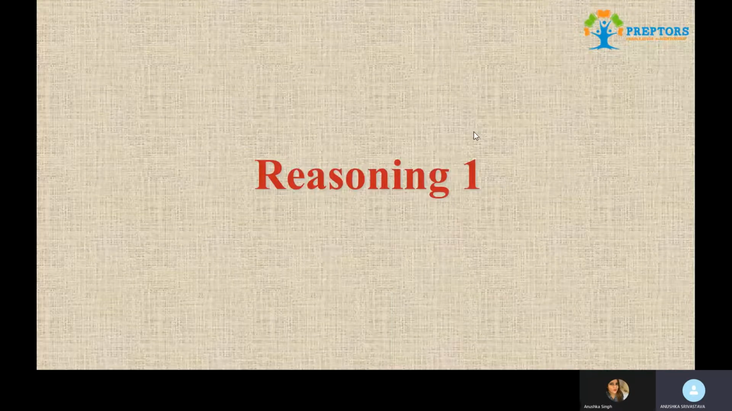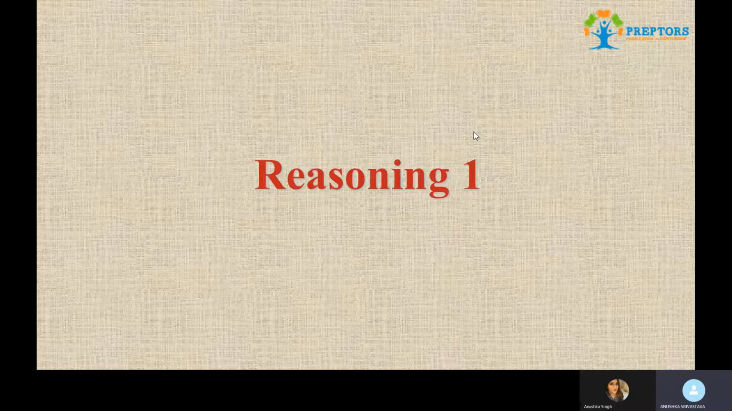Hello everybody. Today we are going to cover a topic known as Reasoning 1. Now Reasoning 1 is all about logical set theory and logical consistency. Logical set theory is also known as syllogisms.